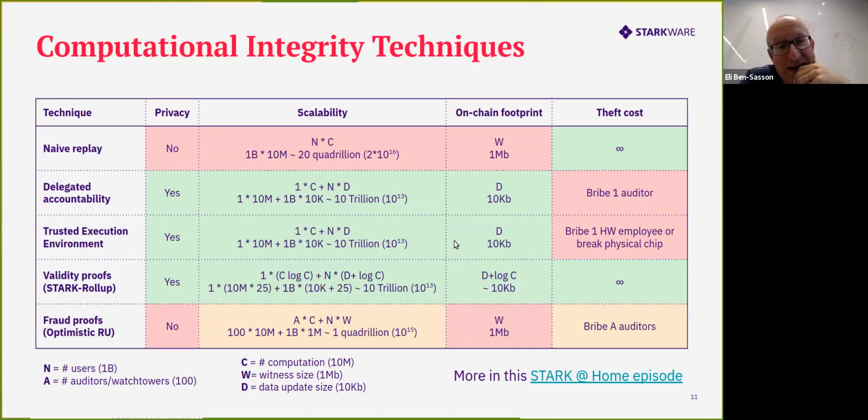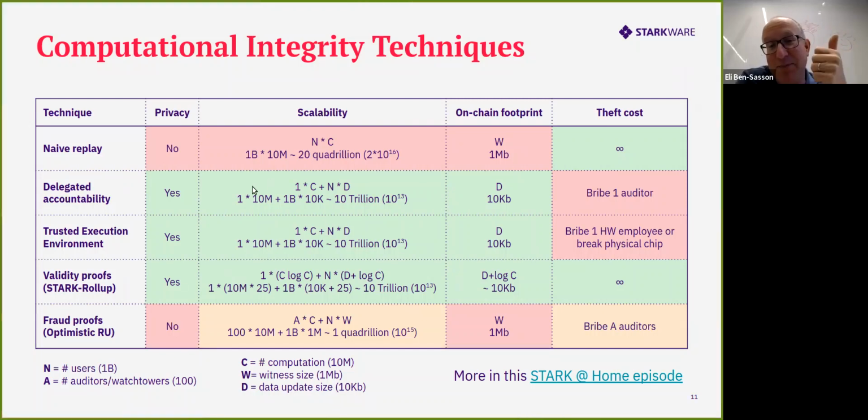So in this slide here, and by the way, I'll share all the slides later on so you can look at it at leisure, there are a lot of numbers here. I want to say that there are 5 different technologies that deliver computational integrity, that let you know that some program was executed correctly.